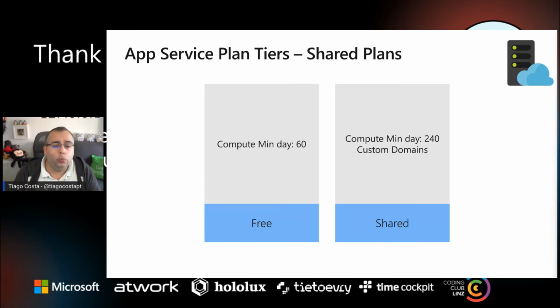But okay, there is one called the Free, which is free. You don't pay. You get 60 minutes of compute a day. If you spend all of that, you get an HTTP error message saying, hey, come back tomorrow. It's not exactly come back tomorrow, but it's like, we just spent all the resources, come back later. We know it's tomorrow, but the customer doesn't know. It's a weird message to show on a website, right? Yeah, okay, I really don't want that. Shared is kind of the same thing, with four times more compute, and you get custom domains.